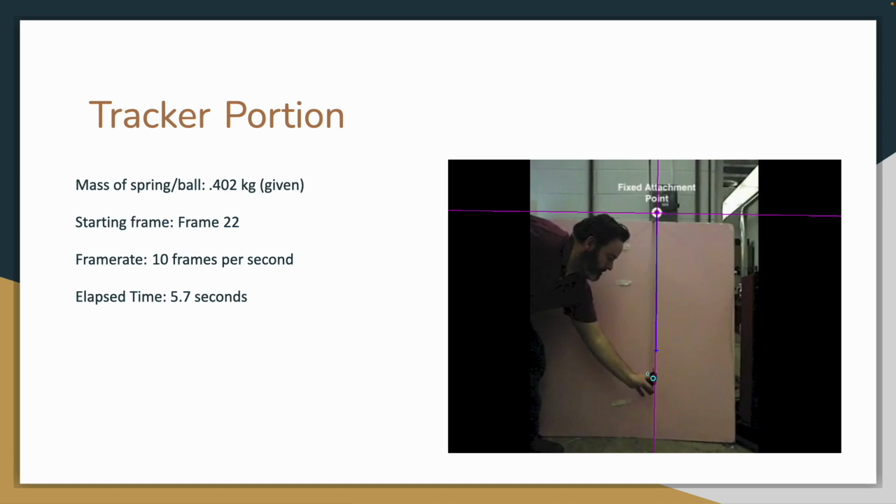The Tracker portion. The mass of the spring ball was given as 0.402 kilograms. The starting frame was frame 22, which is where the ball is released. The frame rate was 10 frames per second, which is very unusual compared to the 30 frames per second typically. The elapsed time from frame 22 to the end was 5.7 seconds.